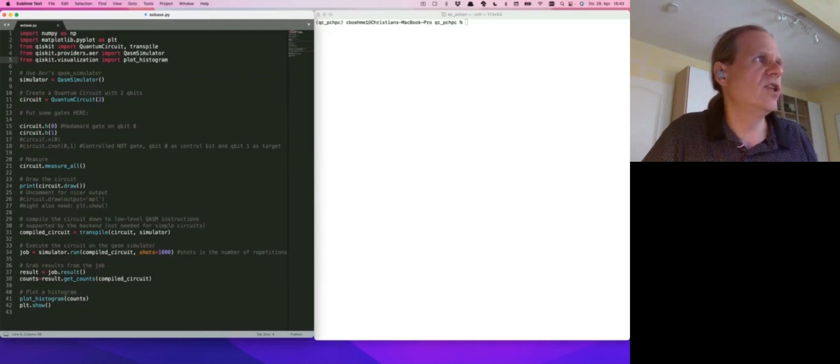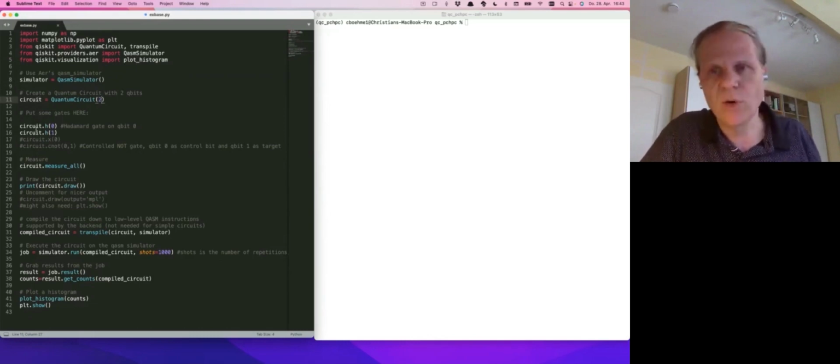The first thing is we define the simulator. The second thing is we define a quantum circuit here of size 2 qubits. So the argument for the quantum circuit is just the number of qubits, 2 in this case. And then we can put gates into our quantum circuit. So here I put an H gate onto qubit 0 and an H gate onto qubit 1. That's all. Then we do the measurement. In this case, we don't specify, we just measure all qubits.